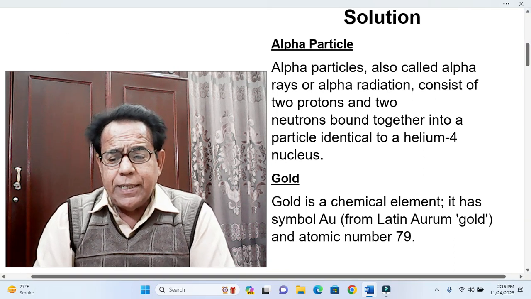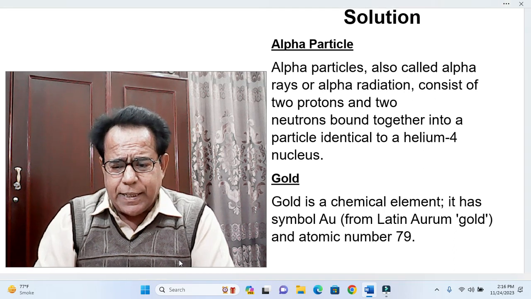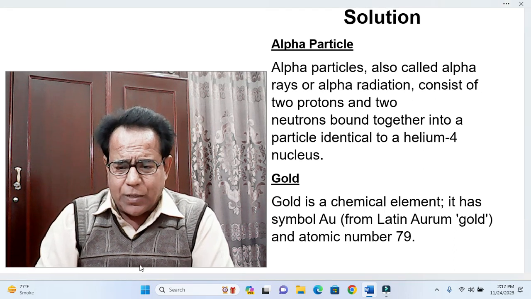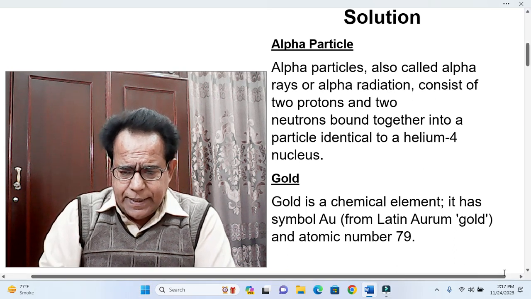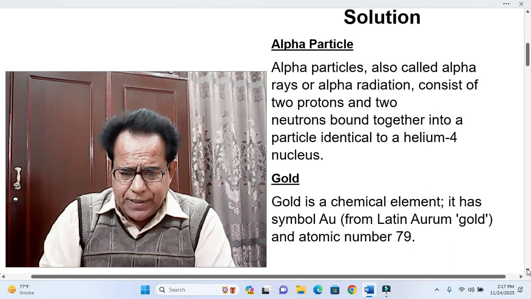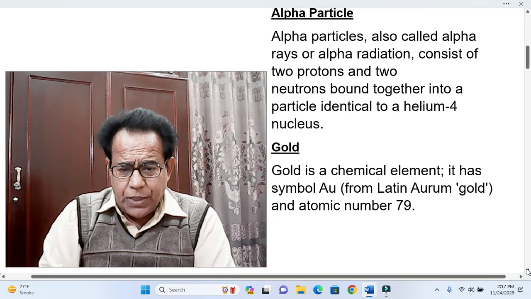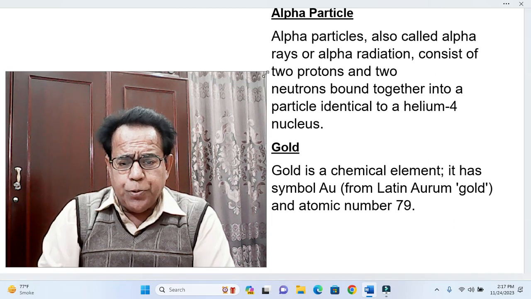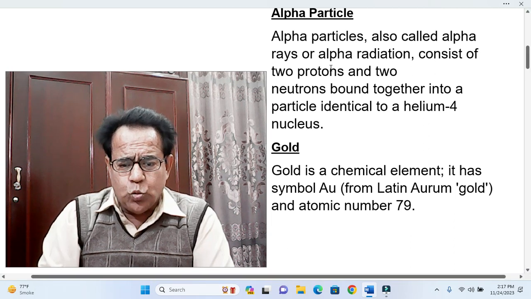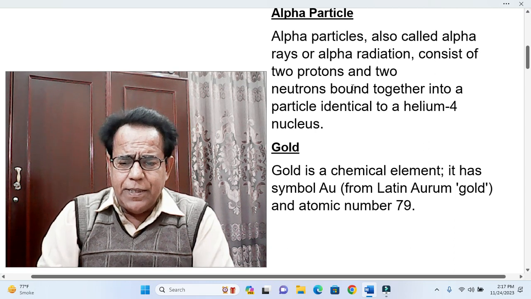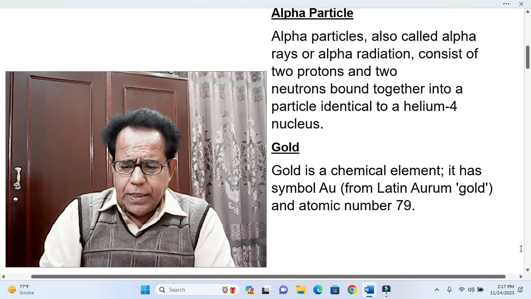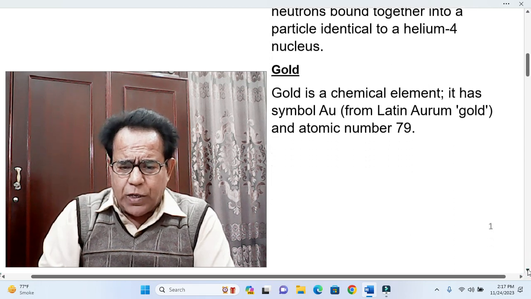Dear students, this introduction about the alpha particle was taken from Wikipedia. This information is quite sufficient. From this information, the two protons, this number two, will be used in our solution. Two protons and two neutrons. Here we are concerned with these two protons. Now we come towards gold.